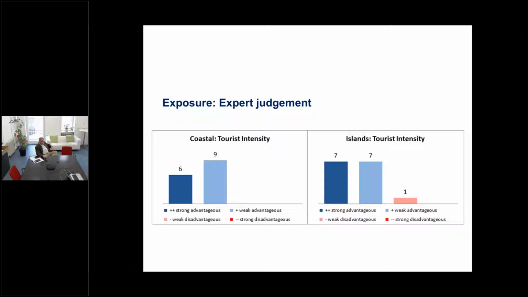And you can also see here one very important functionality of the tool: you could distinguish between different types of regions, because the experts deemed that, for instance, in coastal regions this indicator would have a different exposure than on islands. You can see that by the different weights the experts have put on them. So we had 15 votes in general, and 6 of them said that in coastal regions this would be a strongly advantageous effect for tourist intensity, actually.